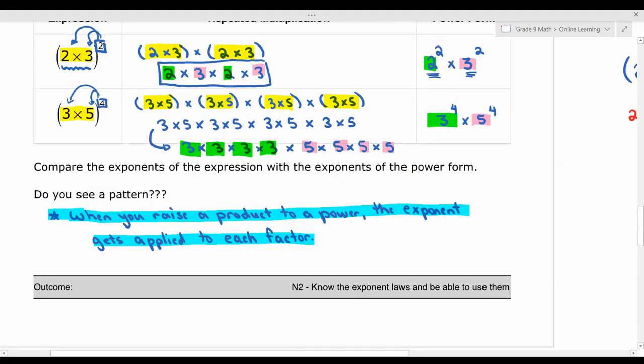The summary for this one then tells you when you raise a product to a power, so for example, there's a product going on here, you're multiplying, the exponent, keep in mind, you might say exponent power, the exponent gets applied to each factor, right? So again, one more, if I had like 2 times 6, so that's a product, I'm multiplying. If it were raised to the power of 4, then my law tells me the 4 gets applied to the first factor, which is a 2, so we'd say 2 to the power of 4, and it gets applied to the second factor, which is 6. So I could say that's like 6 to the power of 4.